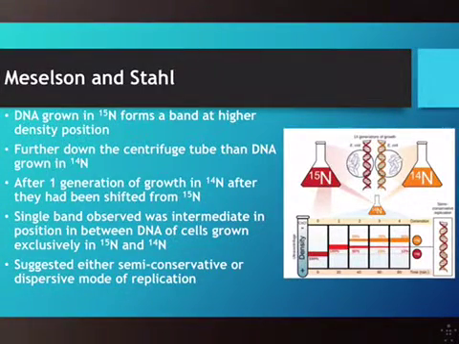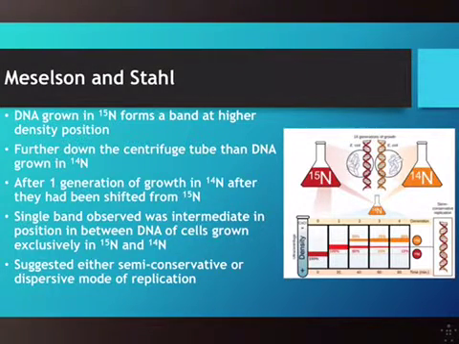So what he found was that DNA grown in N15 forms a band at a higher density position. Remember, higher density literally means lower in the tube, because high density you sink. Then further down the centrifuge tube, then the DNA grown in N14. After one generation of growth in N14, after they had been shifted, a band is observed at an intermediate position. Again, the video will highlight this much better than these words.